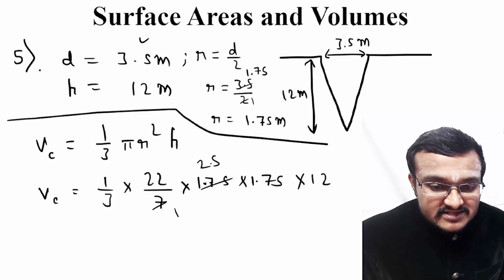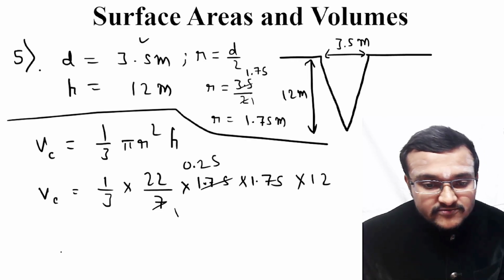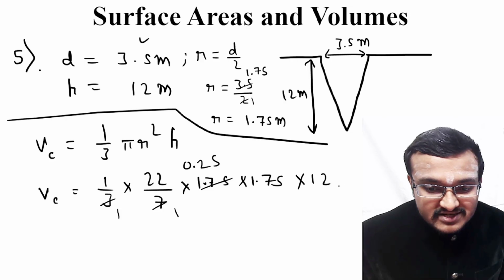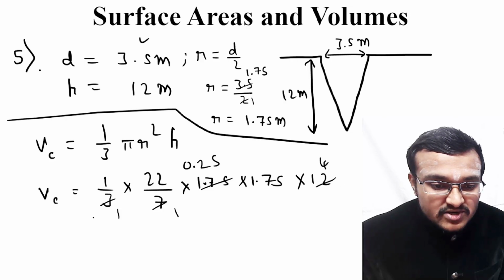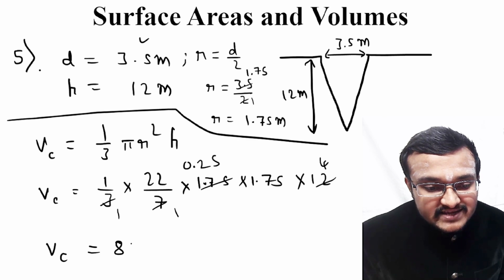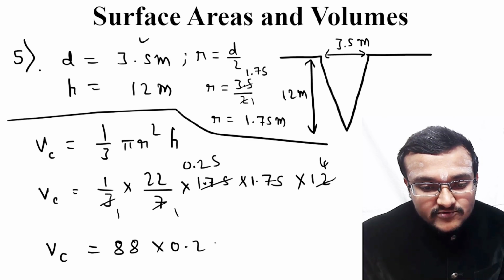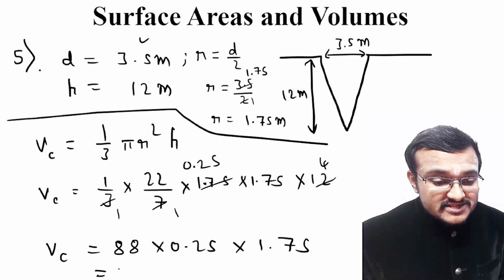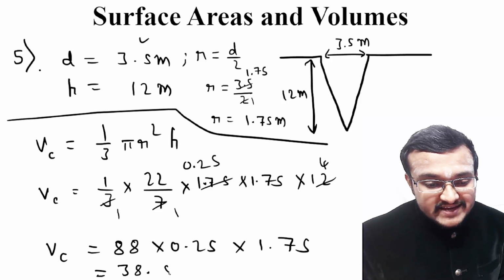So 7 fives are 35. So 0.25 into 1.75 into 12. Here 3 ones are 3, 3 fours are 12. So 22 into 4 will be 88. So 88 into 0.25 into 1.75. When you solve this, you will get 38.5 as your answer.